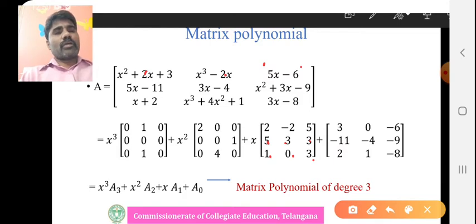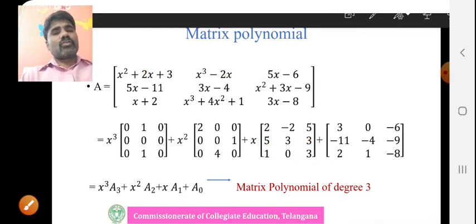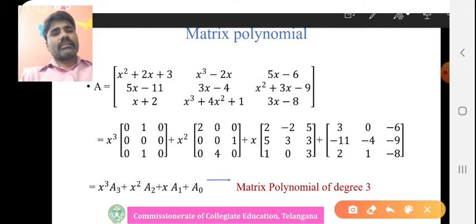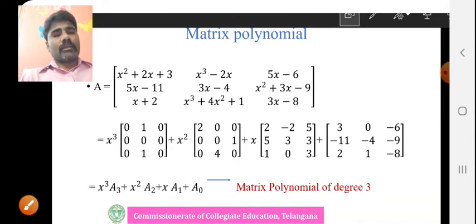This is the matrix polynomial. It can be put in the form of x cube into a matrix A3, x square into a matrix A2, x into a matrix A1, and the constant 1 into a matrix A0. That's why this can be put in the form x cube A3 plus x square A2 plus x A1 plus A0. This is known as a matrix polynomial of degree 3. The maximum degree is 3.